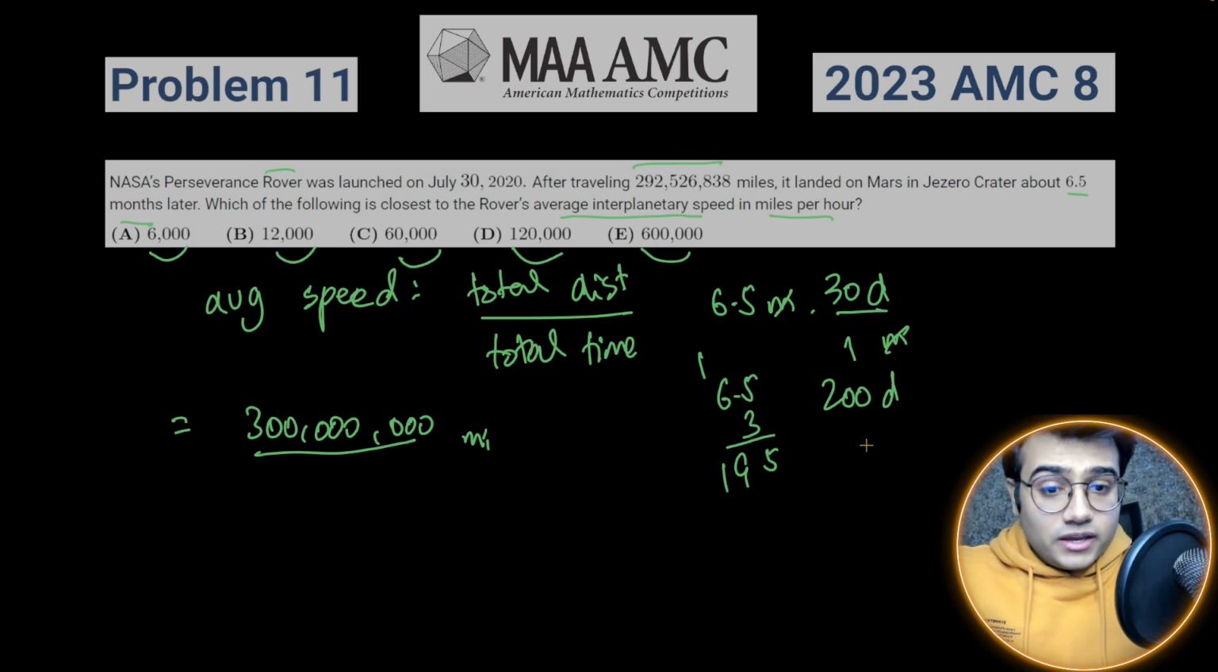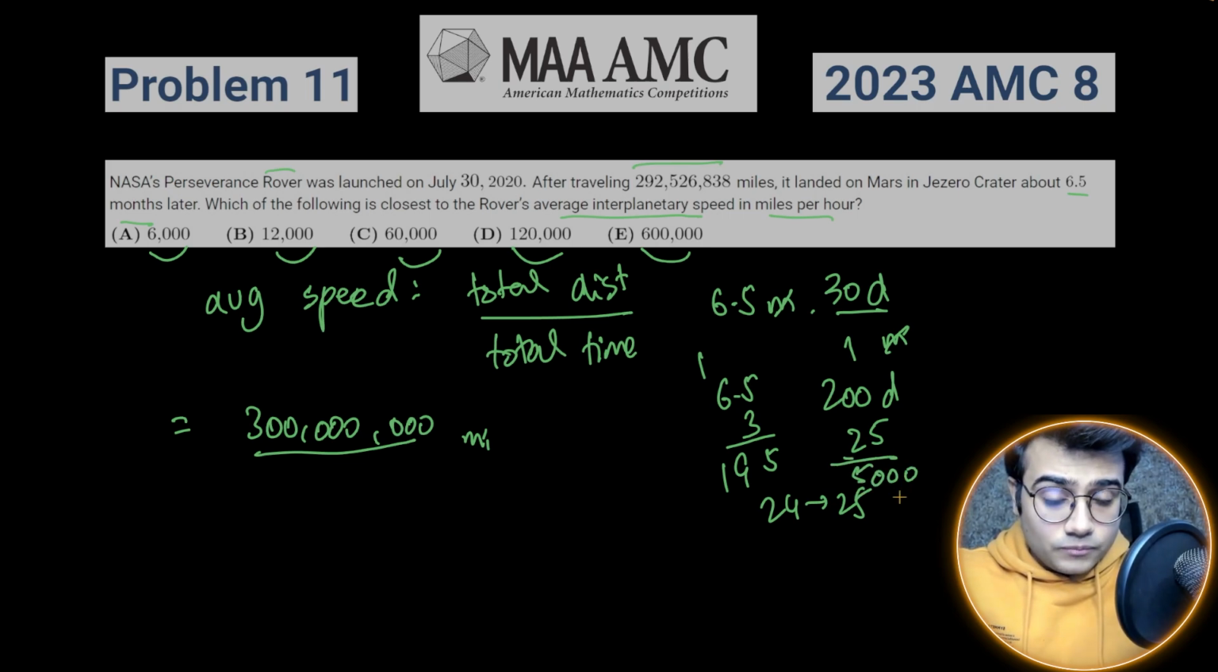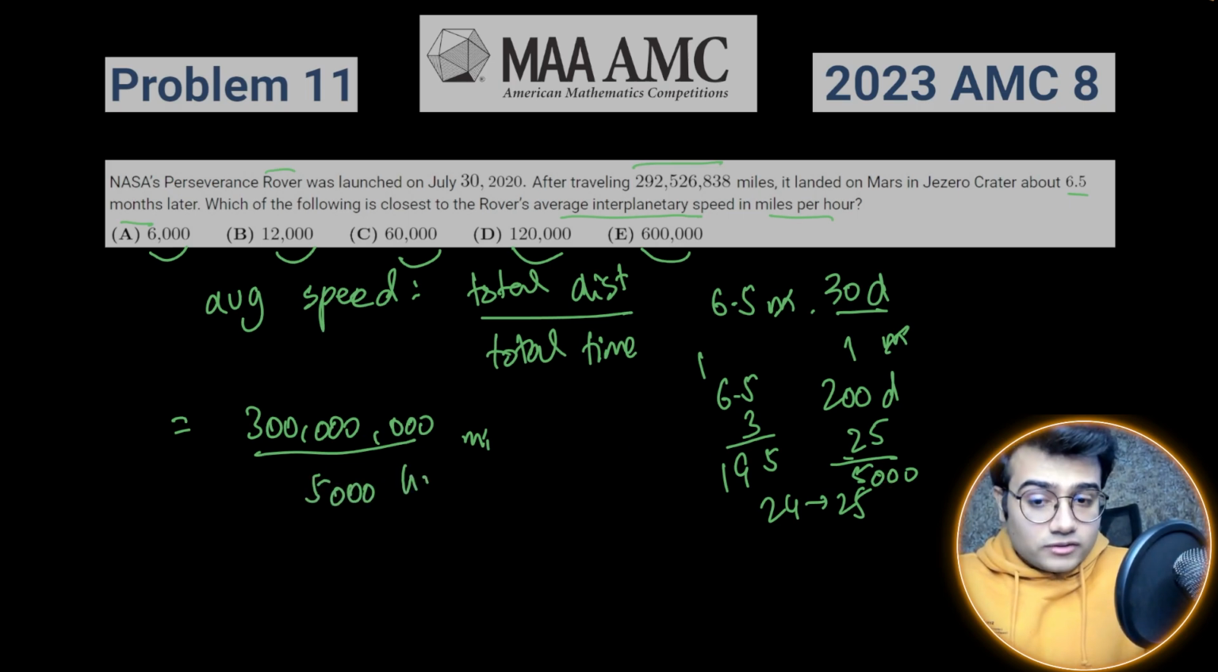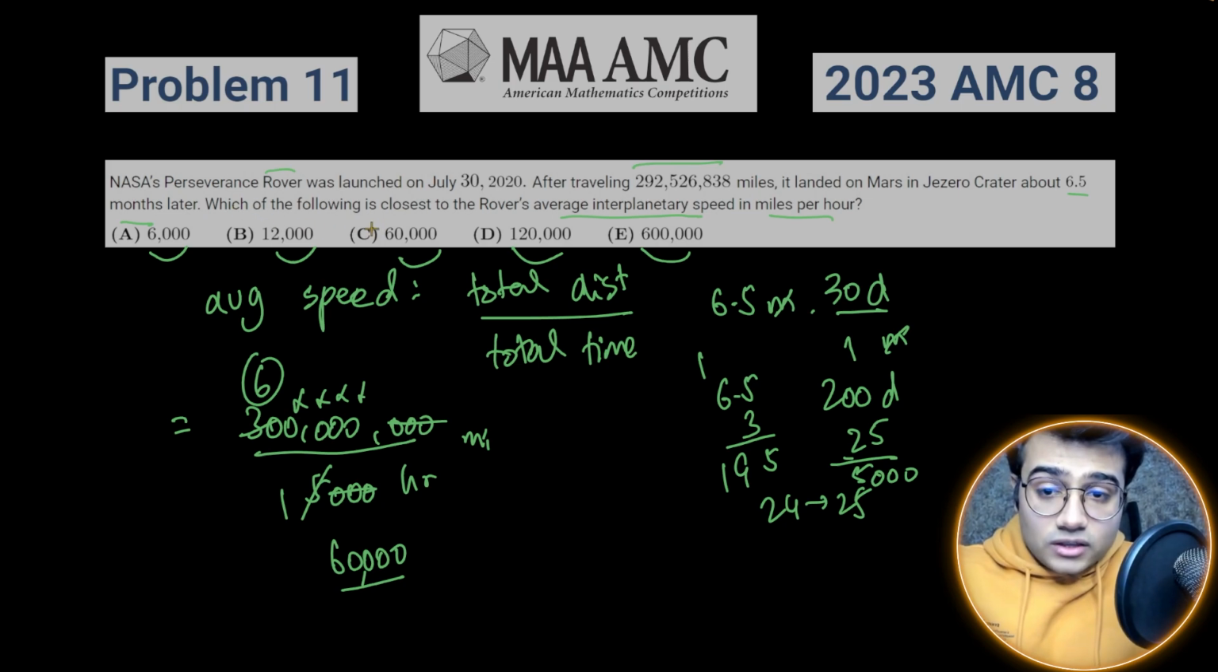Now each day has 24 hours, so let me multiply that by 25. Again, I'm going to approximate 24 as 25. This is not going to make much of a difference, so 200 times 25 is going to give us 5,000. So we have 5,000 hours approximately, and you see these 3 zeros will cancel out with these 3 zeros, and I can do 5 times 1 and 5 times 6. So we have a 6 and 1, 2, 3, 4 zeros. That gives us 60,000. So the answer is C.